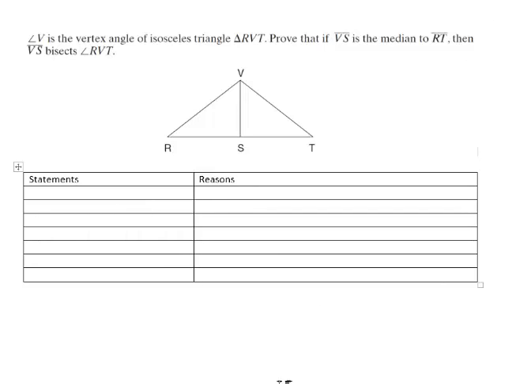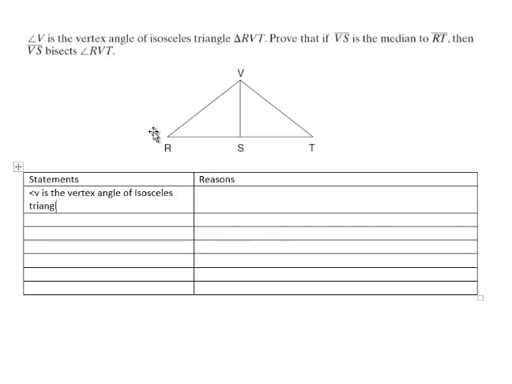So the first thing I'd like to put in over here is that, okay, what are we given? We're given that V is the vertex angle of isosceles RVT. So let's start by saying angle V is the vertex angle of isosceles triangle RVT, because that's given.